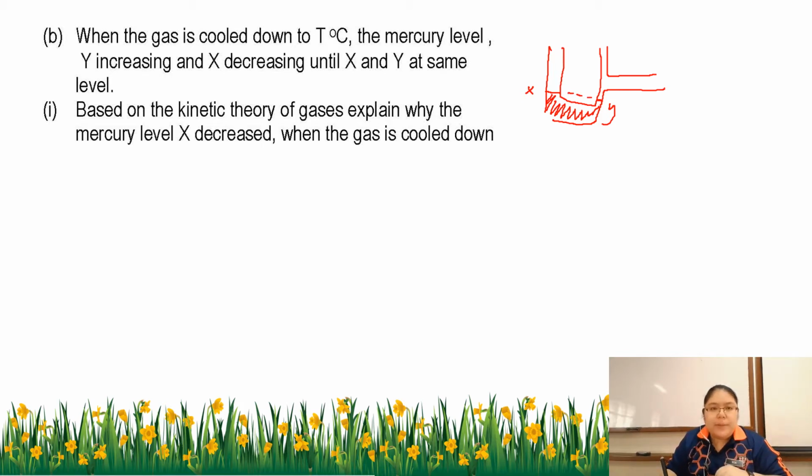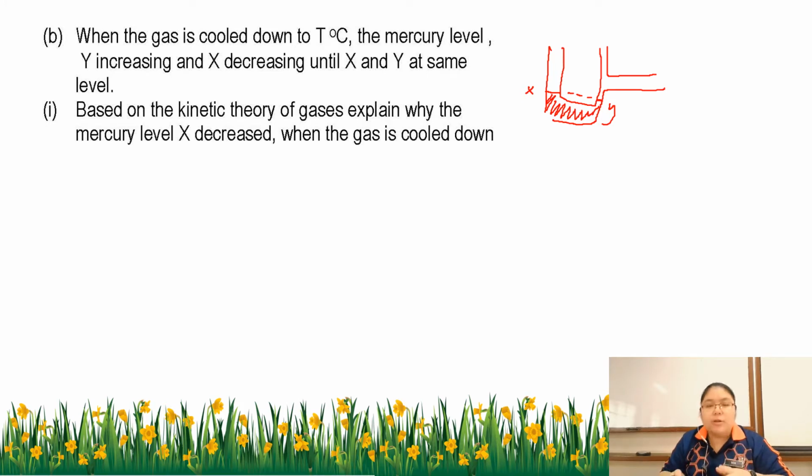Based on the kinetic theory of gases, explain why the mercury level X decreases when the gas is cooled down. When the gas cools down, you must think about the temperature drop. When the temperature drops, the kinetic energy also drops. So the molecules' movement will slow down. When the movement slows down, the collisions between the molecules and the container will drop. From this situation, the pressure will automatically drop.